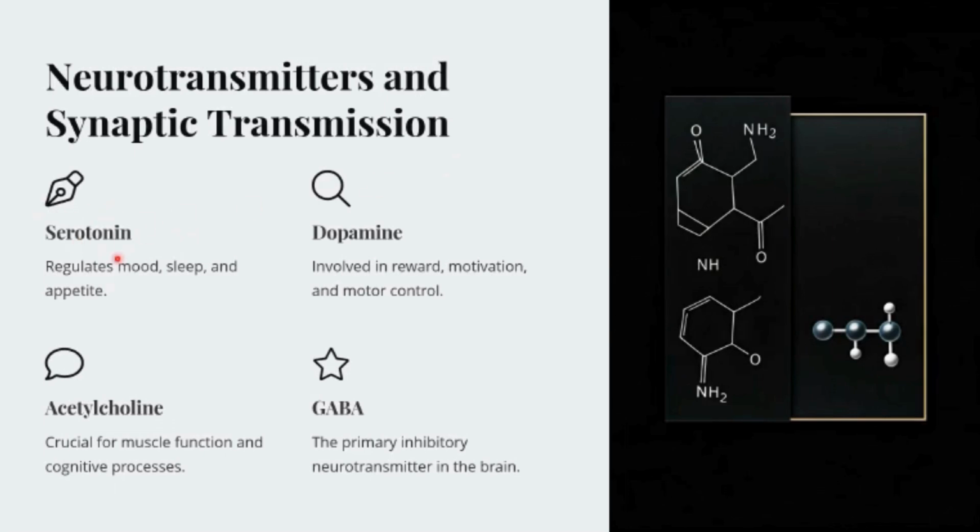Serotonin is a neurotransmitter which regulates the mood, sleep, and appetite. Dopamine, another neurotransmitter, is involved in reward, motivation, and motor control. Acetylcholine is crucial for muscle function and cognitive processes. GABA is the primary inhibitory neurotransmitter of the brain. So neurotransmitters and the neuromuscular junction are really important.